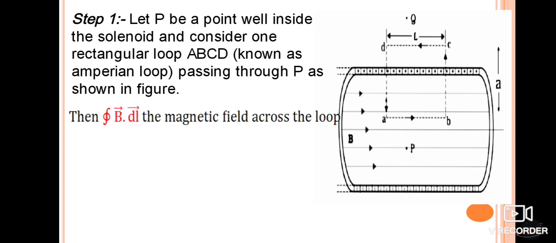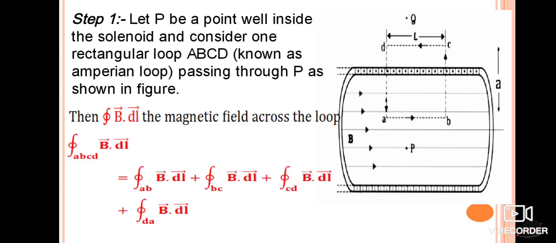Then the line integral of B dot dl, the magnetic field across the loop ABCD, will be given by the line integral of B dot dl for AB plus the line integral of B dot dl for BC, plus the line integral of B dot dl for CD, plus the line integral of B dot dl for AD. Observe that the magnetic field inside the solenoid is always acting parallel. Just observe the B lines, they are parallel. Therefore, BC and AD are perpendicular to the field here.